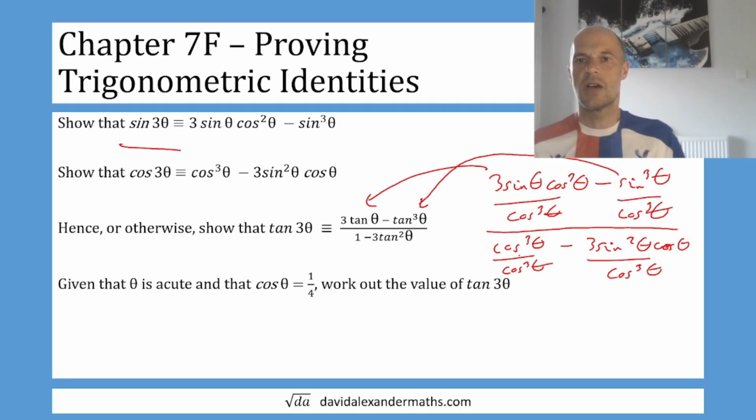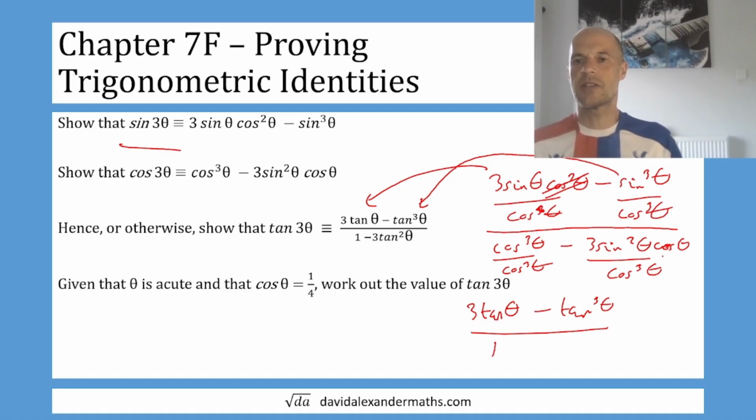Okay, so let's look at this first part. 3 sine theta cos squared over cos cubed. So I've got 2 coses on the top and 3 on the bottom, so I can cancel out 2 of them, leaving me with a cos theta. So I've got 3 sine theta over cos theta, well, that is 3 tan theta. Sine cubed over cos cubed is tan cubed theta. And on the bottom, cos cubed over cos cubed, well, that's just 1.